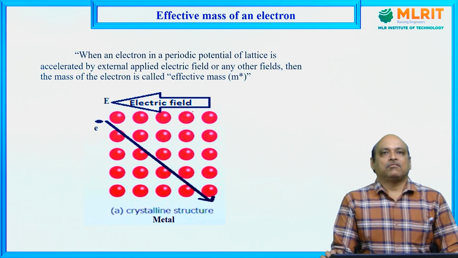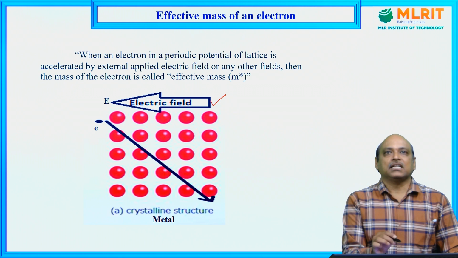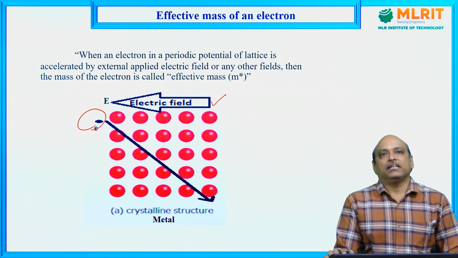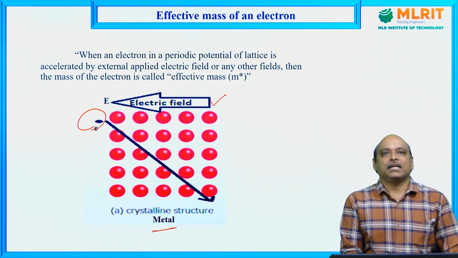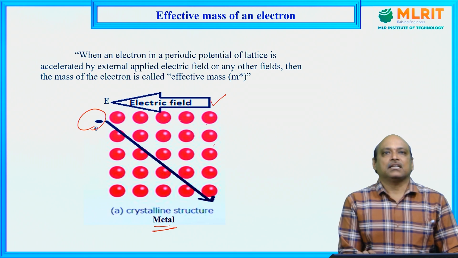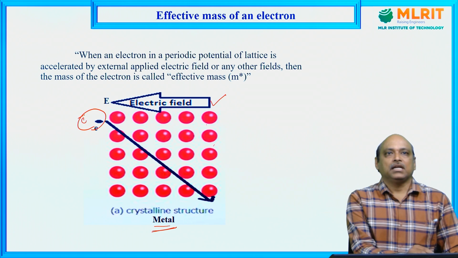Now, what is effective mass of electron? It is a very important concept in quantum physics. Effective mass of electron is defined as follows: when you apply an electric field or any external field on an electron which is in a periodic field. Periodic field means what? If you take a metal, metal is a crystalline solid in which ions are arranged. All the red circles are nothing but the ions, and the thick dot here, you assume that it is an electron.